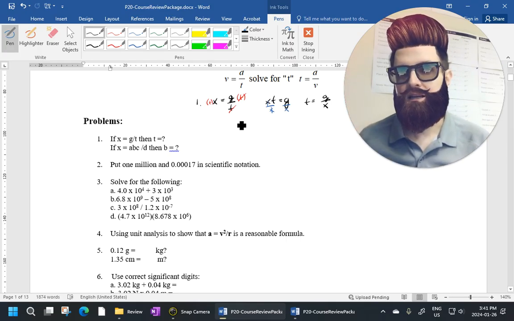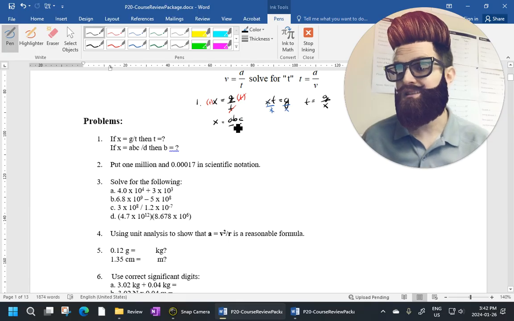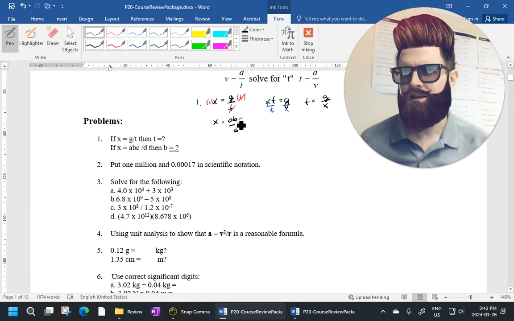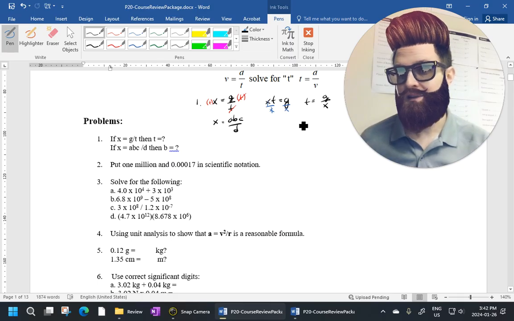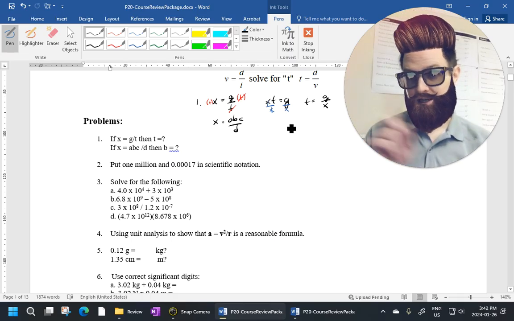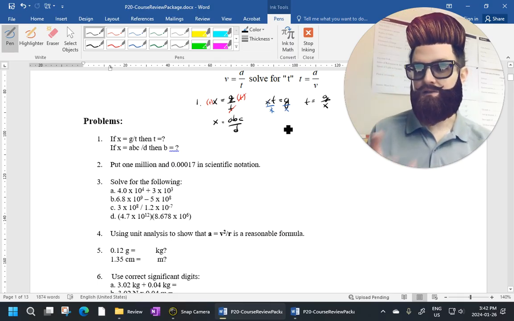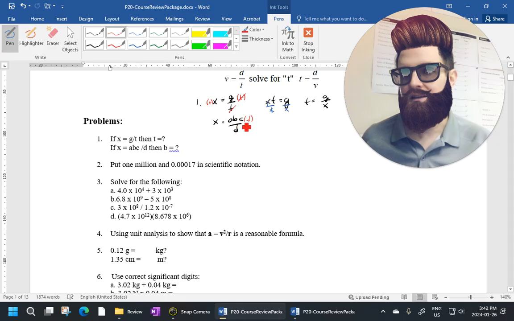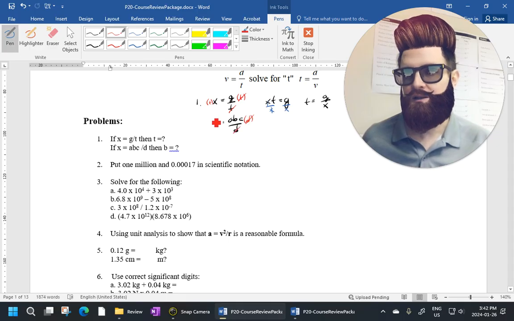So on the other one here, we got x is equal to abc over d. Okay, and we're trying to solve for b. Now you see here the b is in the good spot already. Like up here, the t wasn't. It was in the denominator. But now it's in the numerator, so that's fine. So it doesn't matter which side you get the variable by itself, as long as it's by itself and in the numerator. So my first step on this one is get rid of the offending divide by d here. So that cancels out.